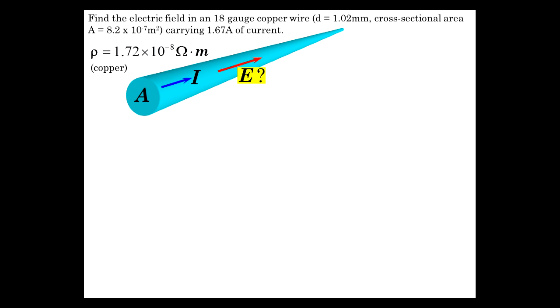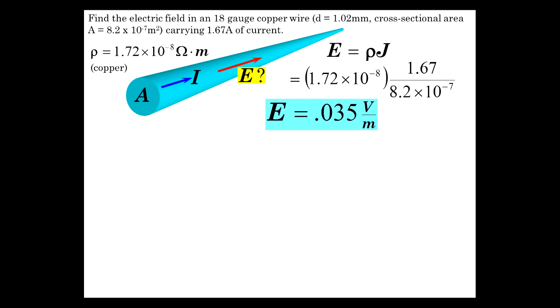Now from an engineering book of some sort, tables, the resistivity of copper is very low. Copper is a very good conductor. All right. So E field equals rho J, with J being current per area, which equals 0.035 volts per meter. So there's the E field, a small E field. What's the voltage and resistance of 50 meters of this wire?